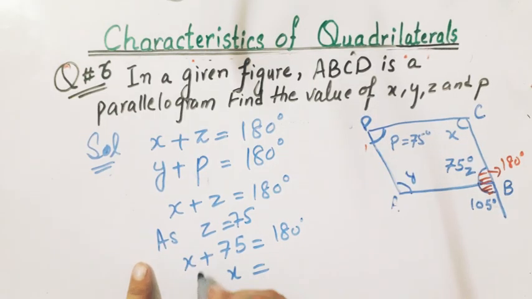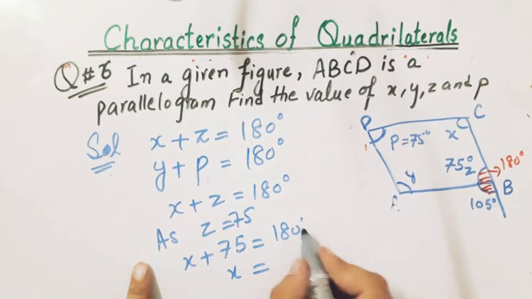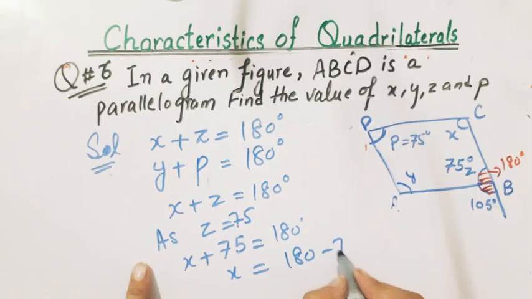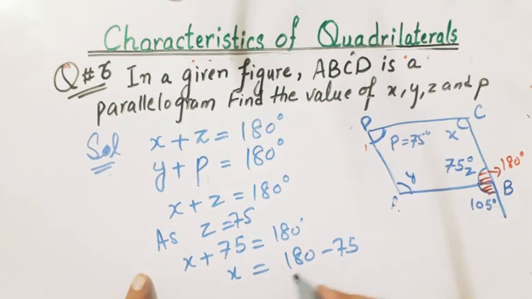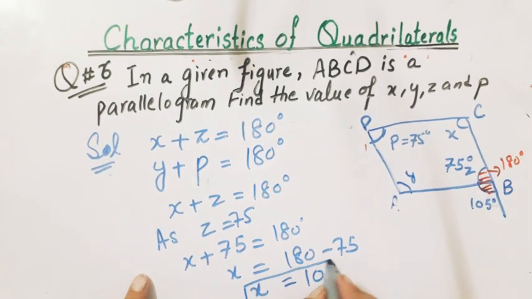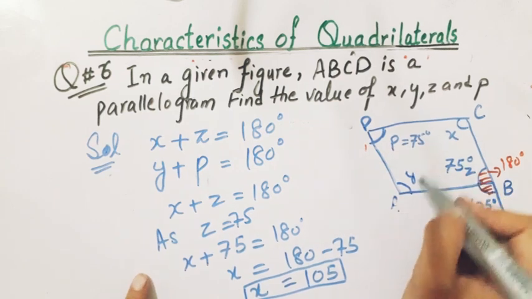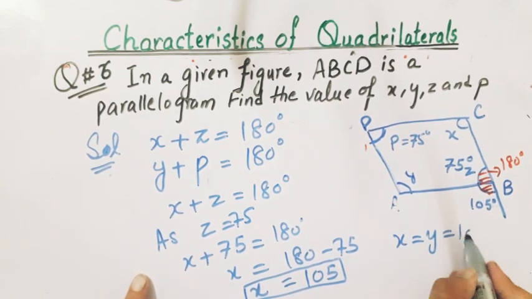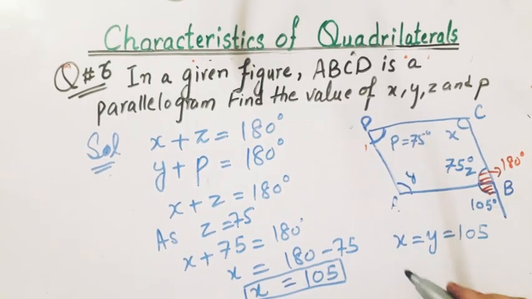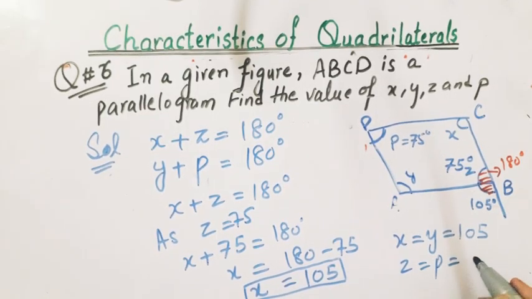To find the value of x, 75 is added here, so it will be subtracted. So 180 minus 75, when you subtract this, you will get the answer 105. So the value of x is 105. And y is also equal to x, so both are 105. And z and p are equal, that is 75. So this is the answer.